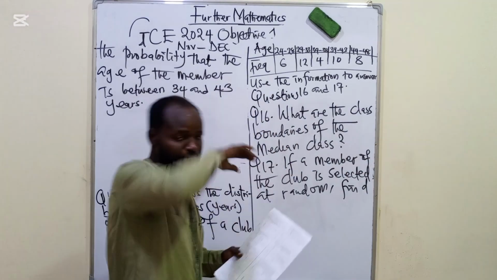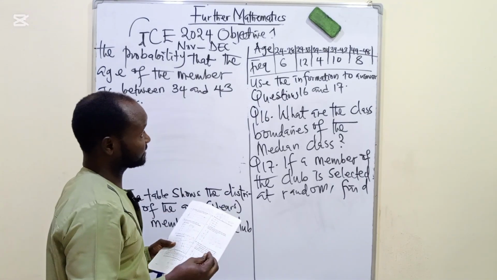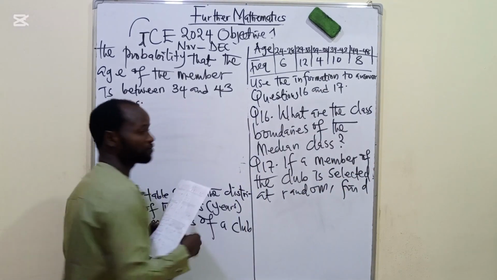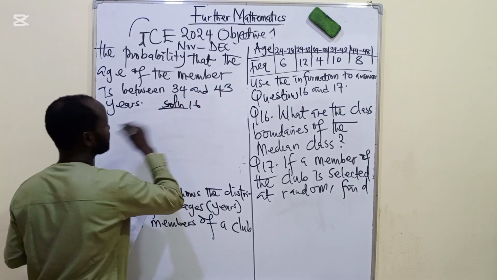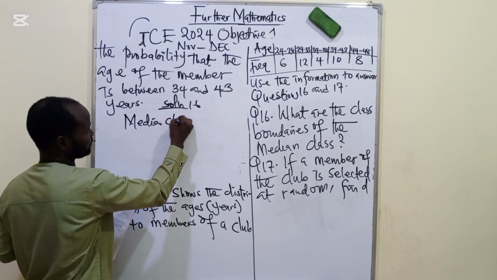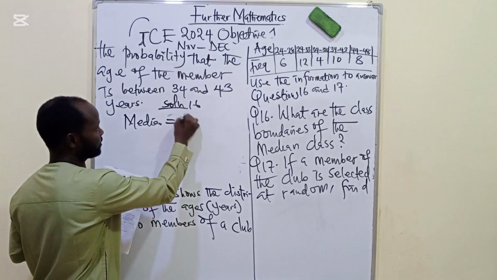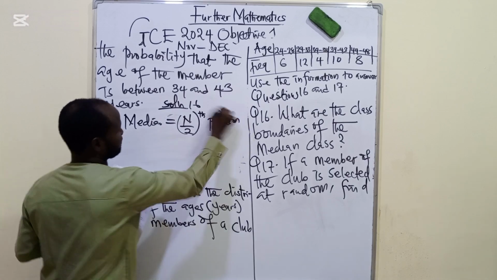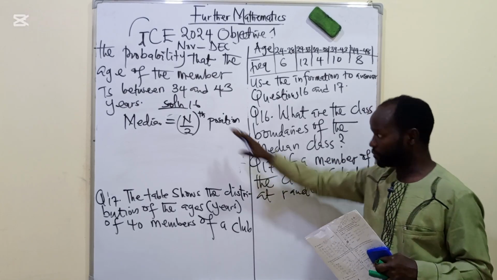The first thing for us to do is to identify the median class. How do we find the median class? Very important. We sum our frequency and we are told that there are 40 members of the club. So this is an even number. So let me write down the solution now. The formula for the median, if it is even, is that we have to identify first the median before we can find the median class. It will be n divided by 2 position. This is the formula we have to use to find the median if the summation of the frequency is even. If it is an odd number, we use a different formula.